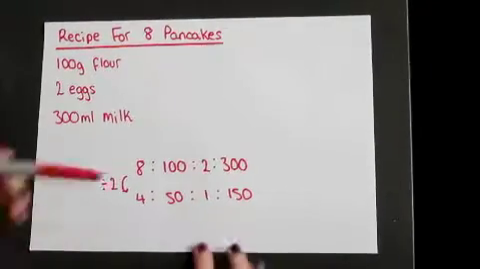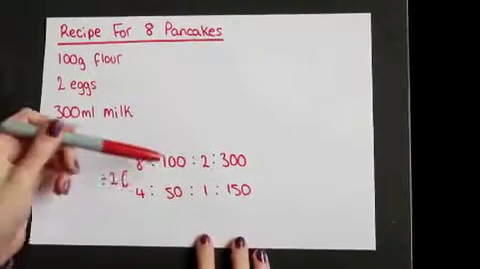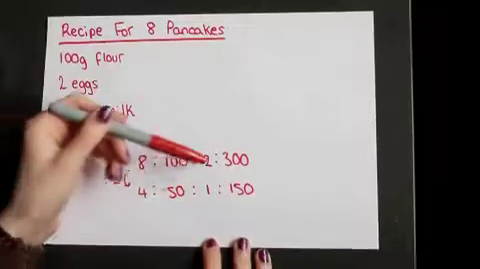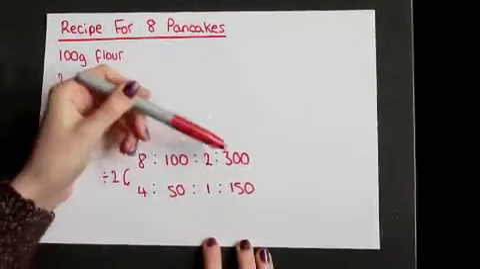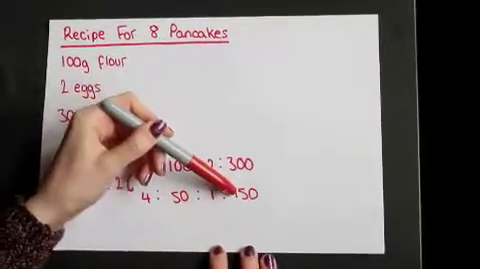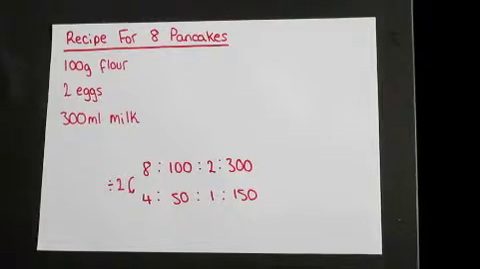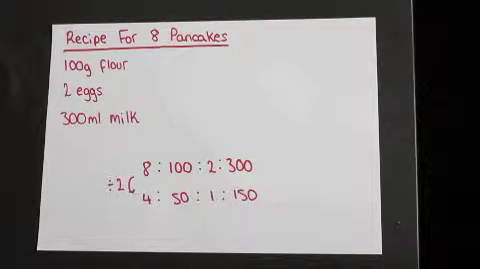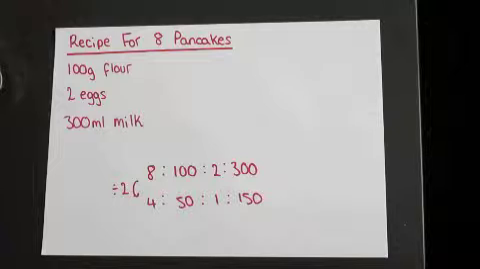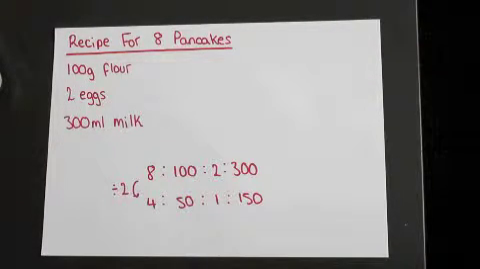So we did 8 divided by 2, 100 divided by 2, 2 divided by 2, and 300 divided by 2 to obtain the quantities. Whatever you do to one part of the ratio, you have to do to the other, because you want to keep the relationship between the ingredients the same. It's just like when you do equivalent fractions. To keep the fraction equal, you have to do the same to the top and bottom. Well here, to keep the ratio equal, you have to do the same to each of the parts.